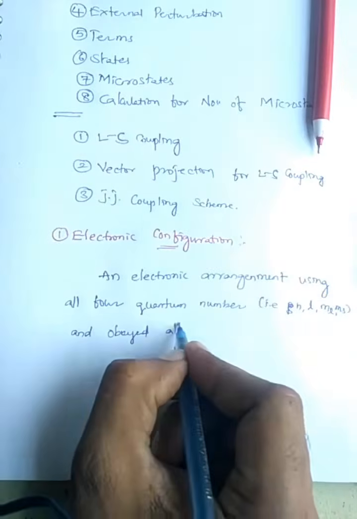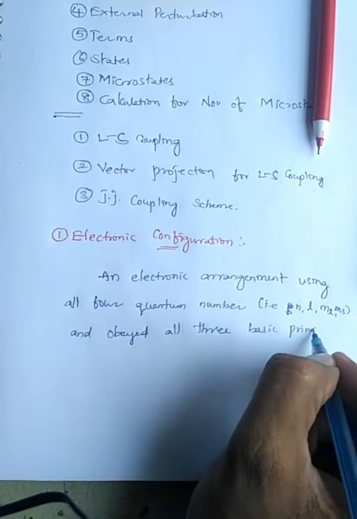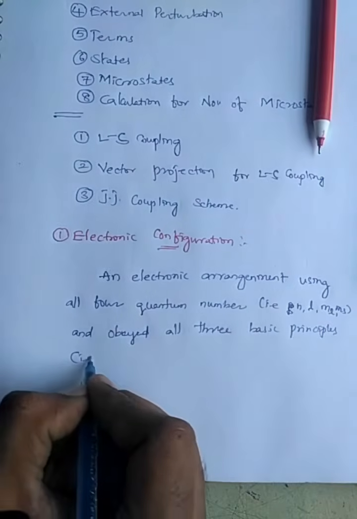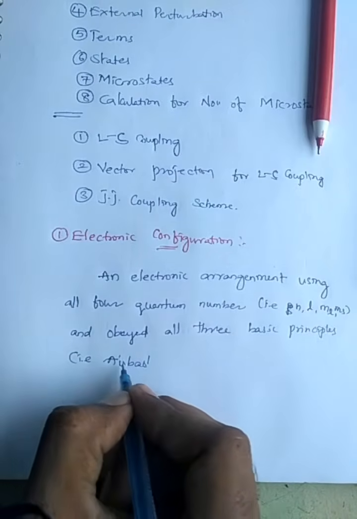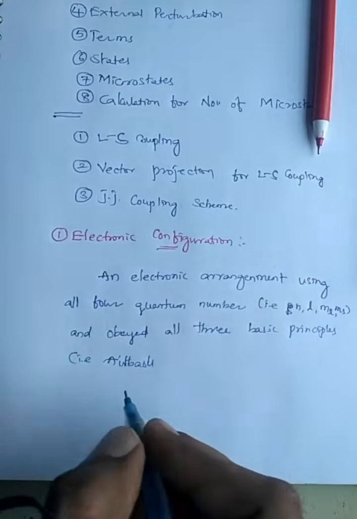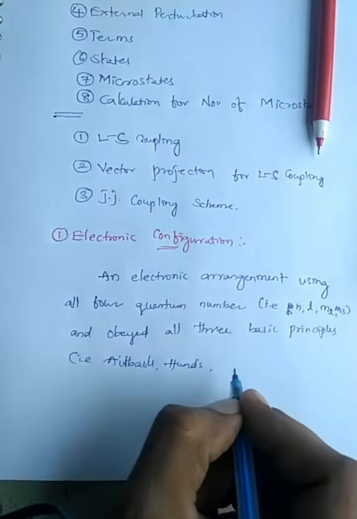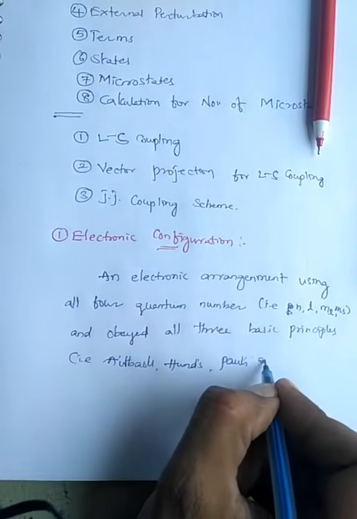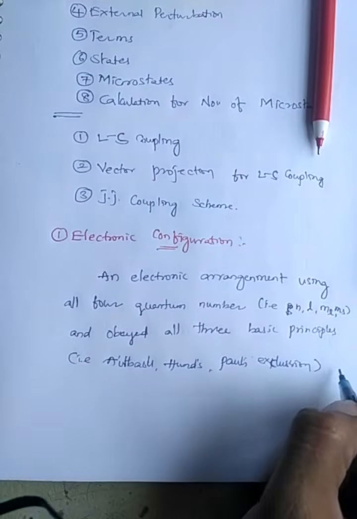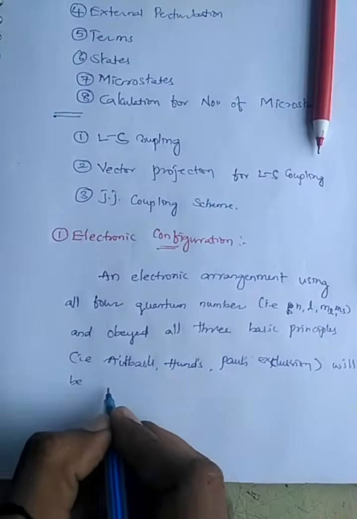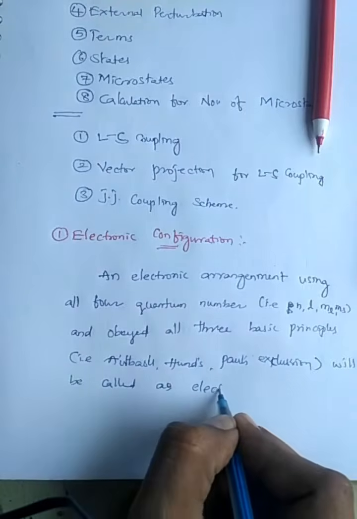obeying all three basic principles, that are Aufbau, Hund's rule, and Pauli exclusion rule, will be called an electronic configuration.